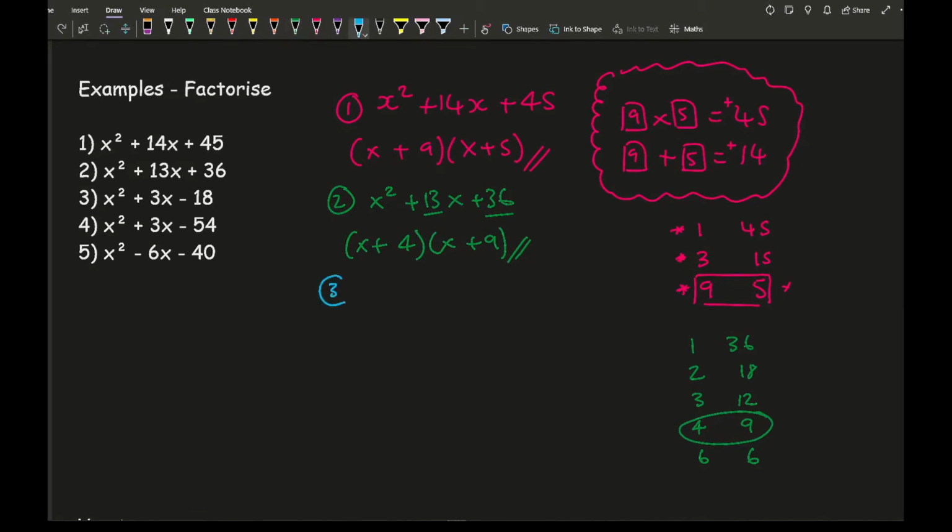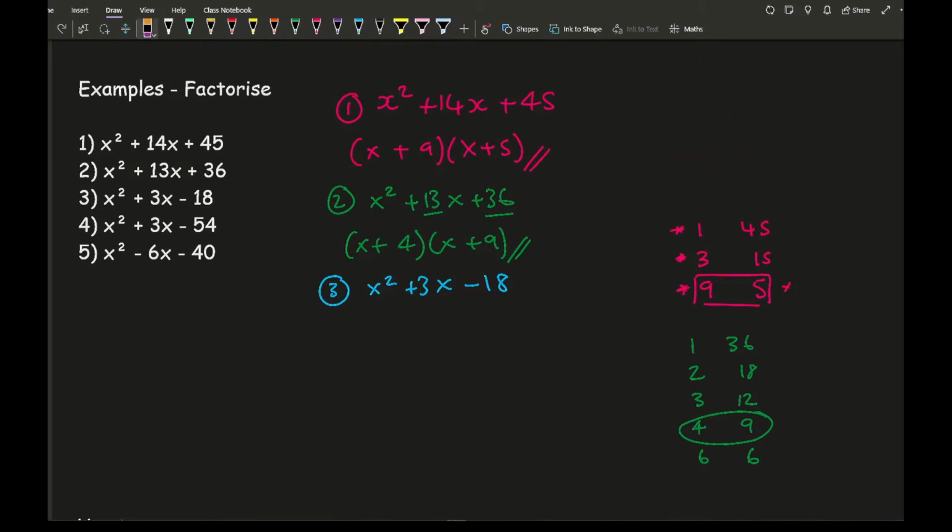So for question 3, I've got x squared plus 3x minus 18. Now, this is where we need to be a little bit careful, because we now have negative numbers in place. Let me just get rid of all this so we've got a bit more room. But the method is exactly the same. If I look at this number here, 18, I want to try and find two numbers that multiply to give you 18 and add to give positive 3. So this is the sum that I want.